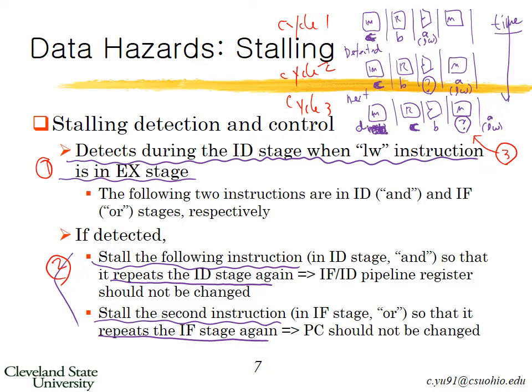So there are 3 things. First of all, how do we detect it? Second of all, how do we stall the instruction? How do we let instructions B and C repeat in the same stage again? So I numbered it 1 and 2. And the last one, number 3, is: if you look at cycle 2, what is the execution stage doing? And if you look at cycle 3, what is the memory stage doing? That's something we also need to discuss and figure out. So I just marked it as number 3.